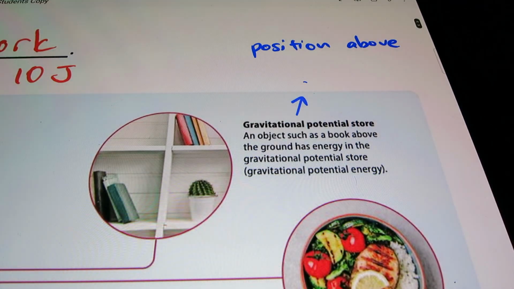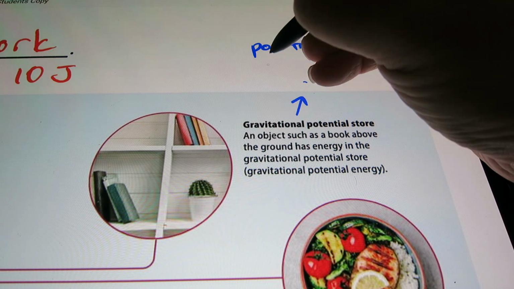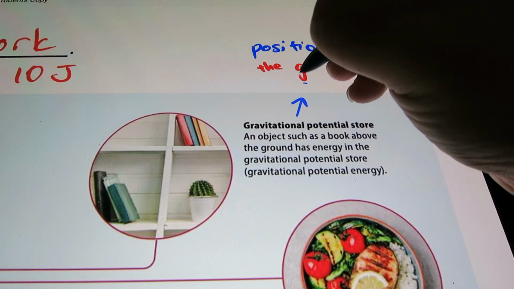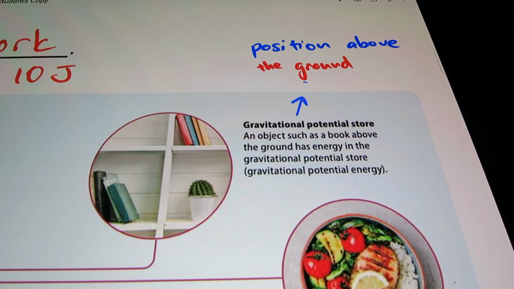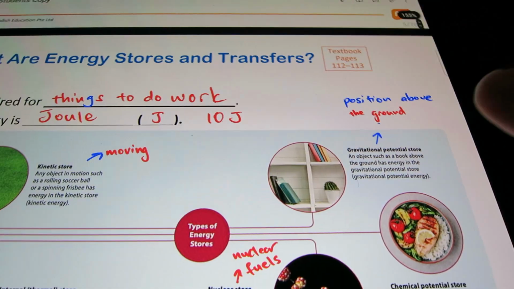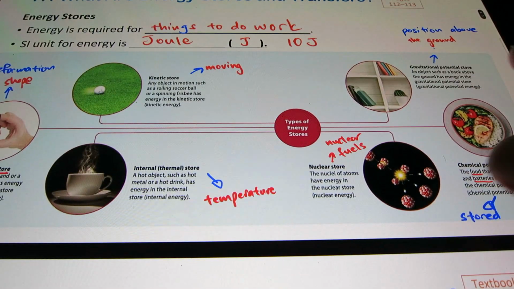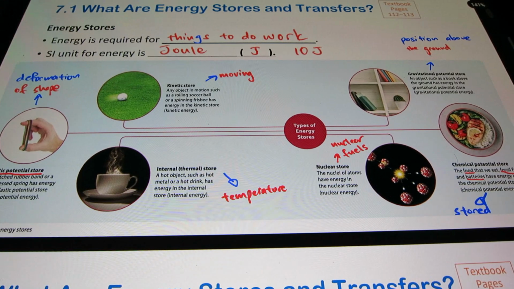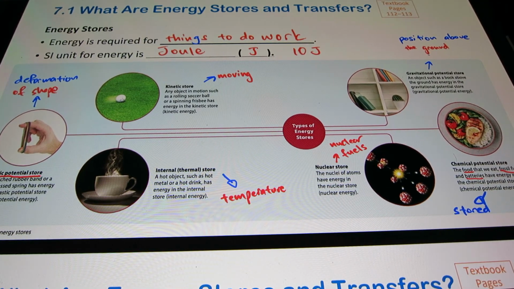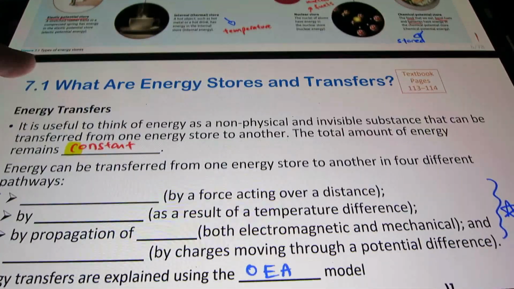Gravitational potential store finally has to do with how high you are, your position above the ground. The higher up you are, the more gravitational potential store you will have. So these are the basic 6 main ones. It should be sufficient for you to be able to describe most of the energy transfers that will appear in the exams.